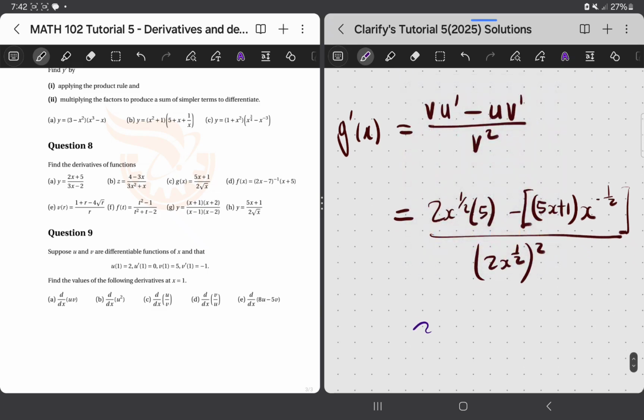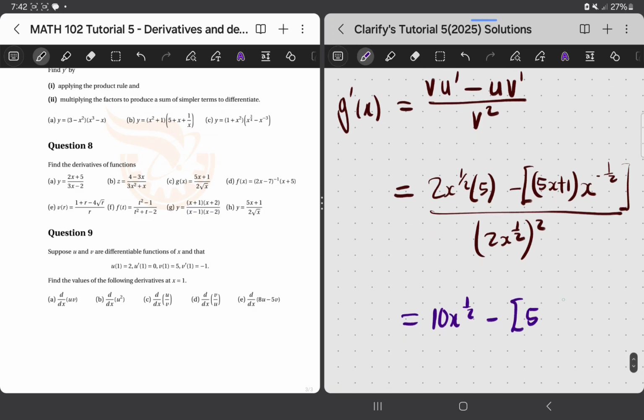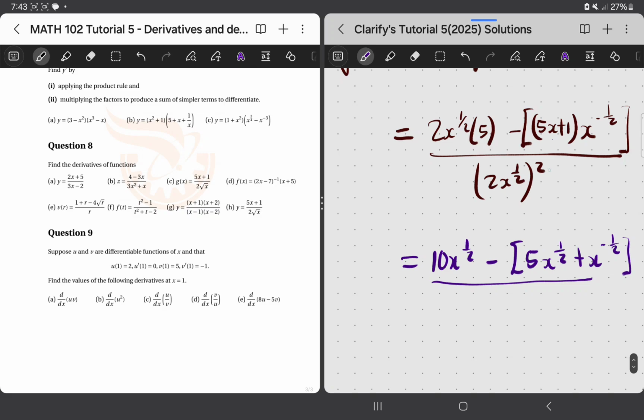What does this become now? This is going to be equal to, 5 times 2 is going to be 10x to the power of half, minus, what happens here? We have x to the negative half multiplying 5x, so it's going to be minus. Then, what is 5x times x to the negative half? 5 comes, then x to the 1 times x to the negative half. Remember, you add the power, so it's going to be 1 minus, open bracket, half, which is 1 over 2, close bracket, is equal to positive half, so it's going to be 5x to the positive half. Then 1 times x to the negative half, that is plus x to the negative half. Okay, like this. Then it is all over 2x to the half, all squared.